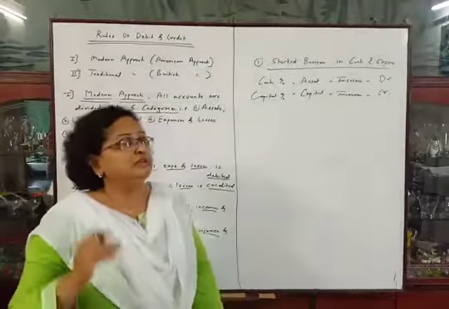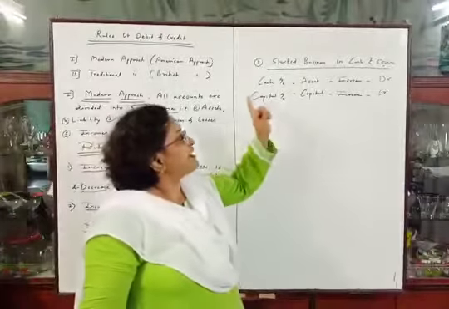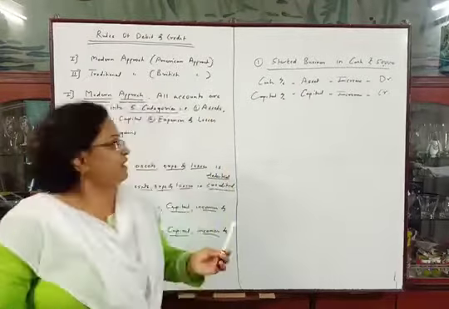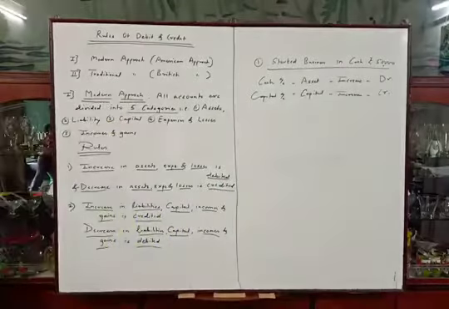Okay, so in this transaction we have to debit cash account and credit capital account. Understood? Now we will take the next example.